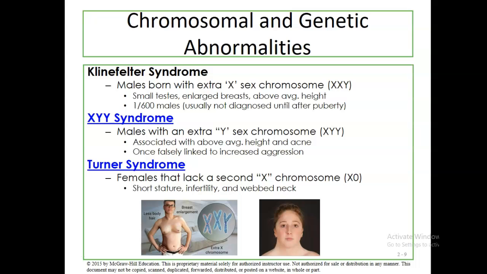These syndromes, Klinefelter syndrome, XYY syndrome, and Turner syndrome, all affect the 23rd pair of chromosomes that determines our sex. With regard to Klinefelter syndrome, these are males who are born with an extra X sex chromosome. So these individuals do have 47 chromosomes as well. And this results in a wide range of distinctive physical features, including smaller testicles and enlarged breasts and above average height. It affects about 1 in 600 males, and it's usually not diagnosed until after puberty.